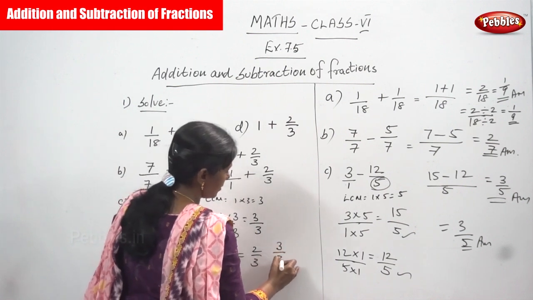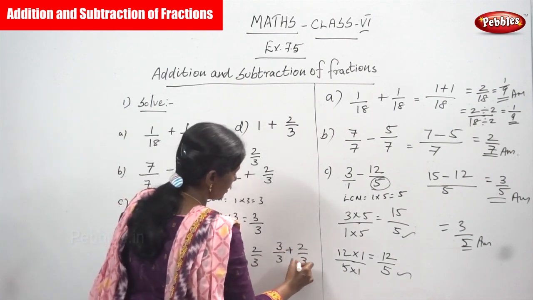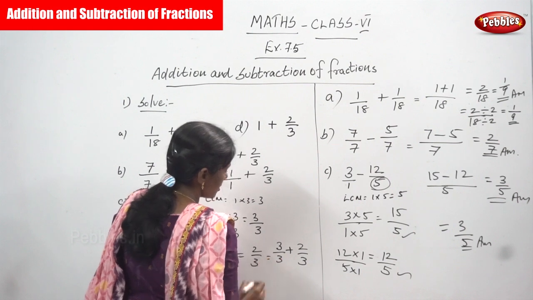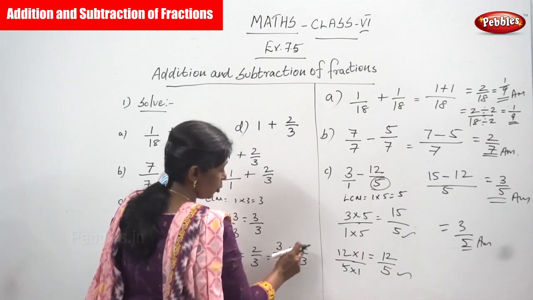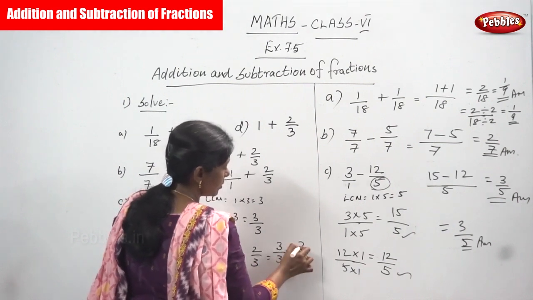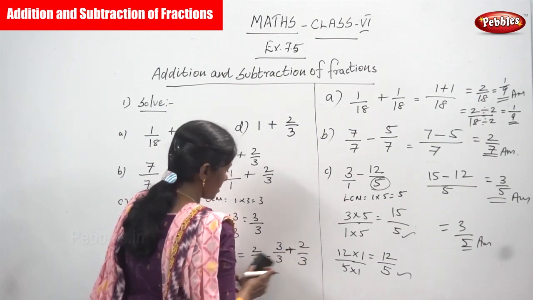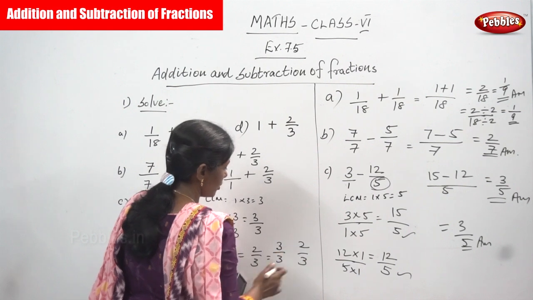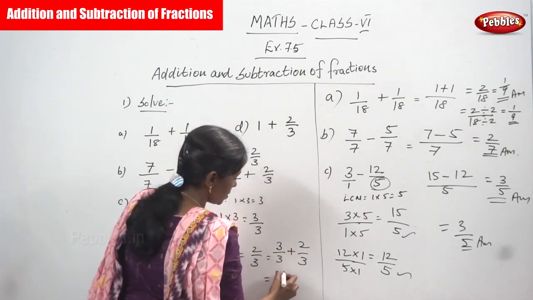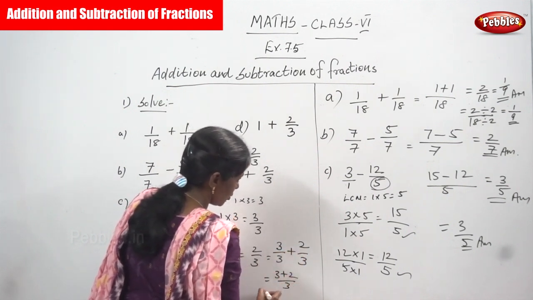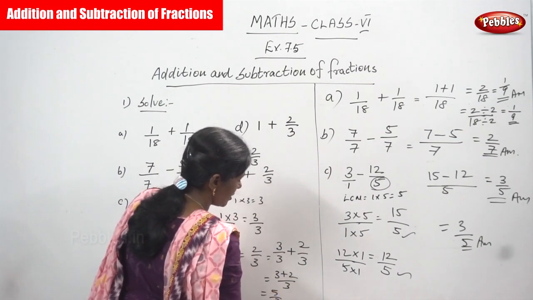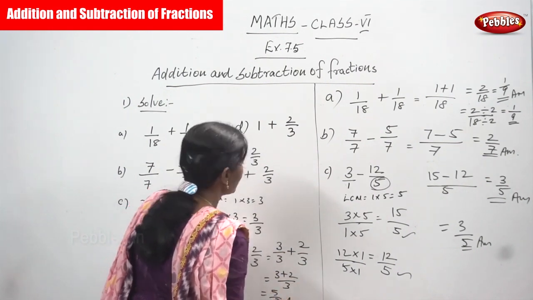So 3 by 3 plus 2 by 3. Now the denominator is similar, so you must add only the numerators. So 3 plus 2 divided by 3. So the answer is 5 by 3. This is the right answer for the question.